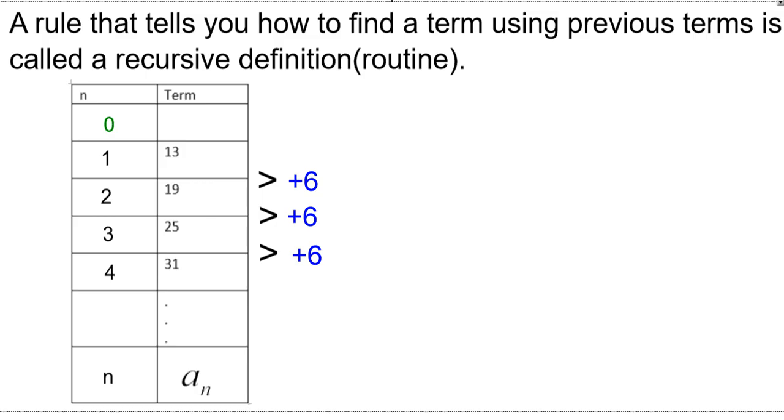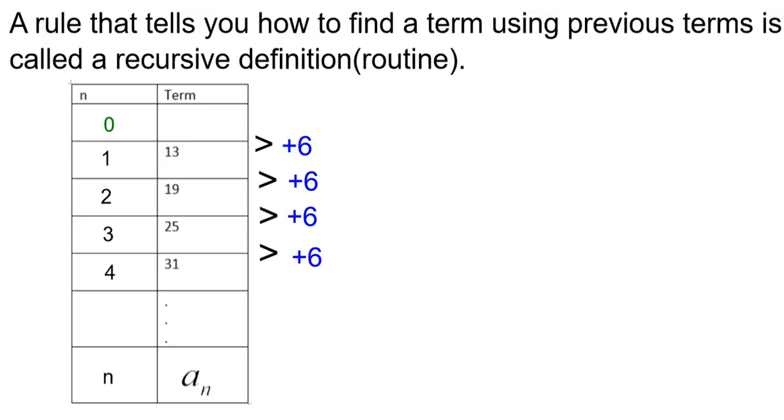So if I was adding 6 to go forward, to go backwards, I would subtract 6. So what plus 6 gave me 13? Well, that had to be a 7.